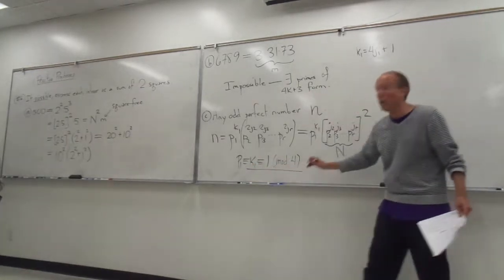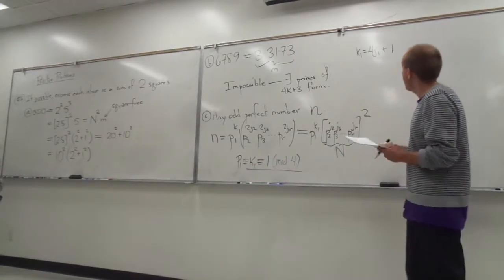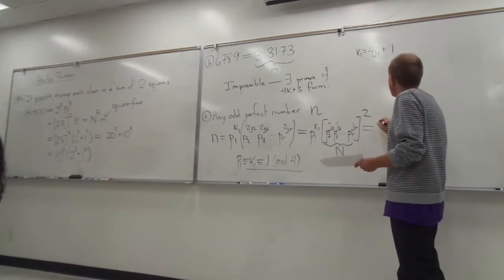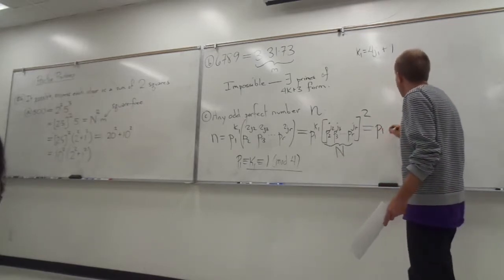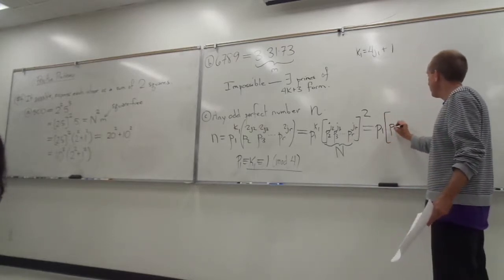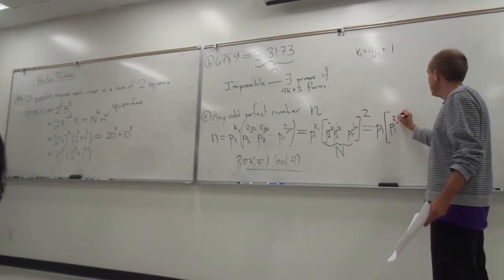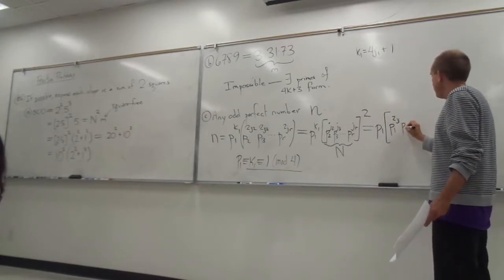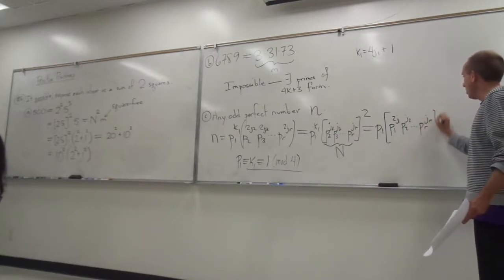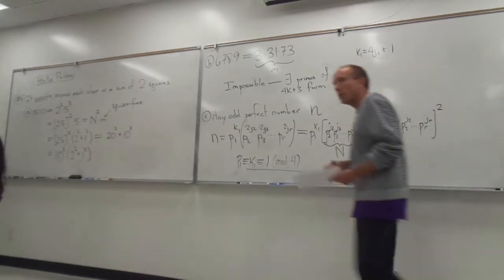K1 is congruent to 1 mod 4. So I could write K1 in this form. And if I did that, I could actually then keep one of my P1s on the outside and put the rest of them on the inside. So this would be P1 to the 2J1, P2 to the J2, dot, dot, dot, PR to the JR, all of that squared. Let me give everybody a chance to look at that.